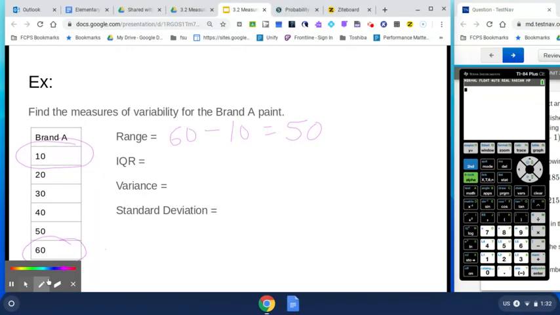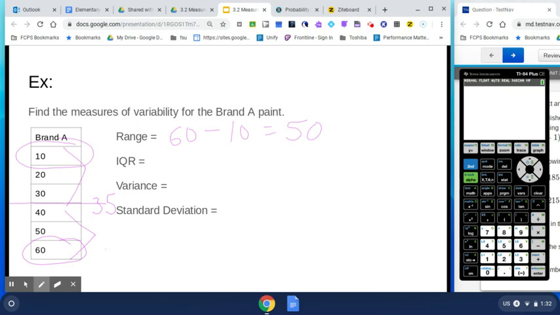The interquartile range is the difference between quartile 3 and quartile 1. So in order to find those quartiles, you're going to first find the median, or cut the data in half. We saw in the previous slide that the median was 35. The 35 cuts the data into a lower half and an upper half. We're going to find the median of both halves, and these are going to be the quartiles.